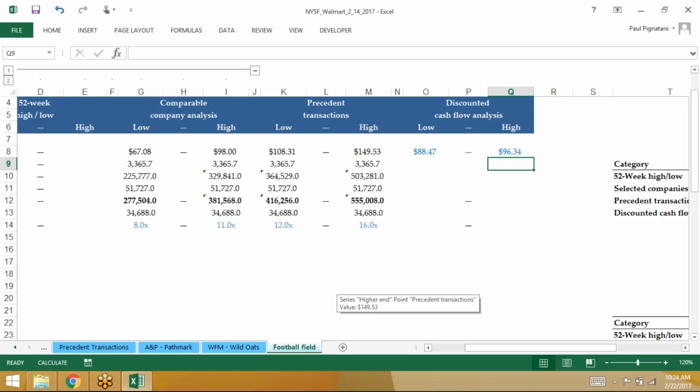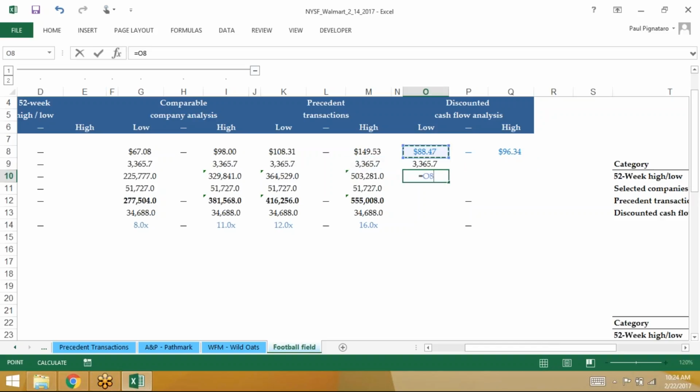But now we have to do this backwards. We have to go from the stock price down to the multiple. So what's the first step? Shares outstanding. Multiply. Real simple. We'll take shares outstanding and multiply. We're going backwards now. Then what?